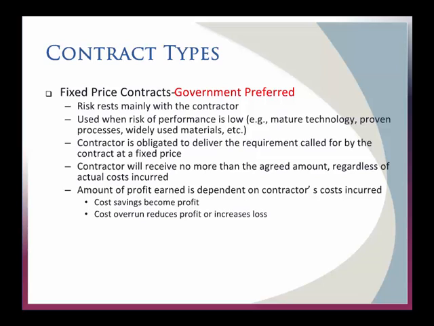These contracts tend to go on, if you remember, the right side of the acquisition cycle, where we really do know what things cost. We can reasonably estimate them. Risk of performance is low. The contractor is obligated to deliver no matter what it really costs. And they're really motivated to come in under that cost because they get to keep the difference.